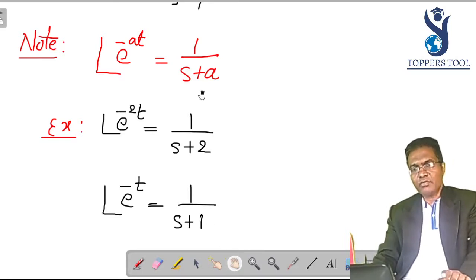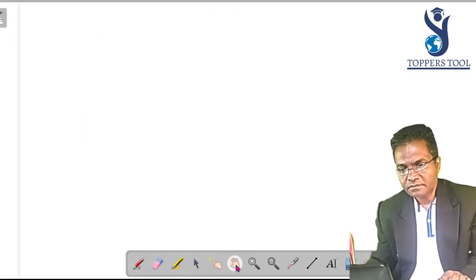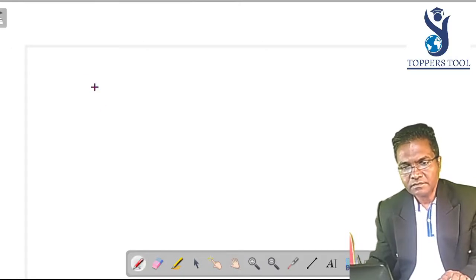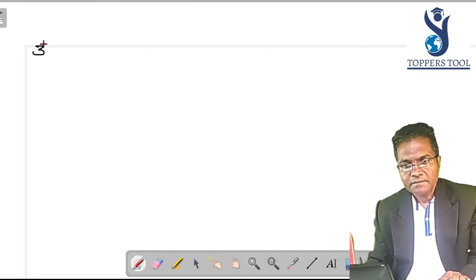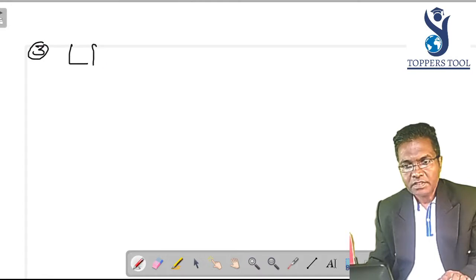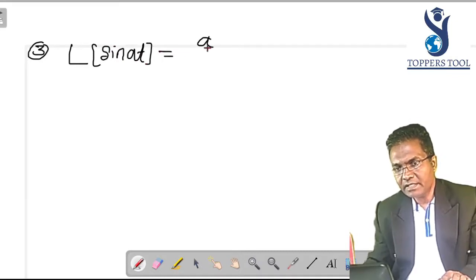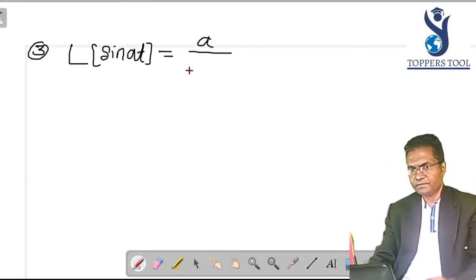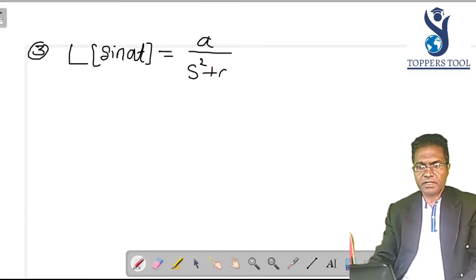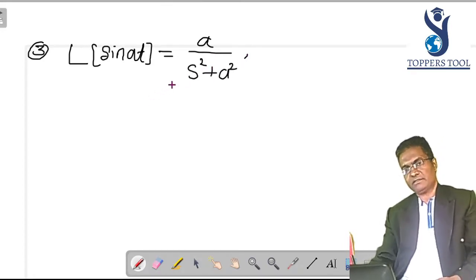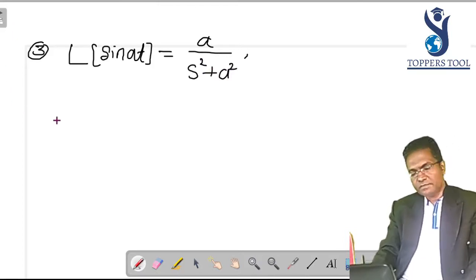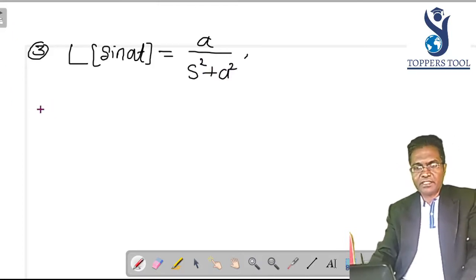Okay, so now we will have Laplace transform of sine. Okay. So third one, L of sine at is a by s square plus a square. Okay. Again, you have to use the Laplace transform definition.